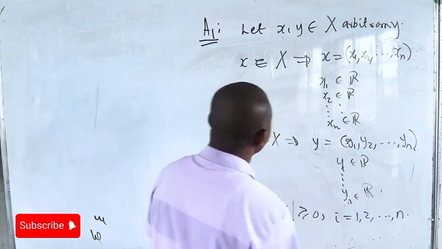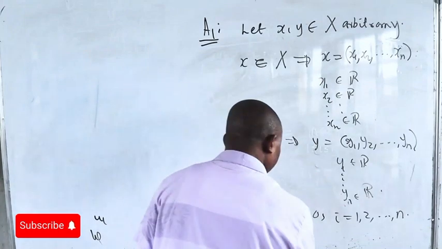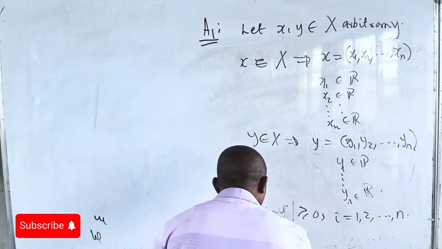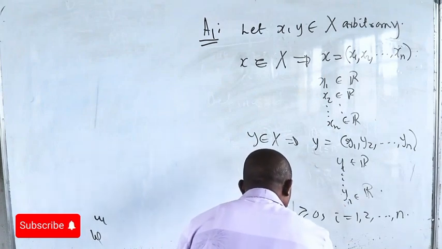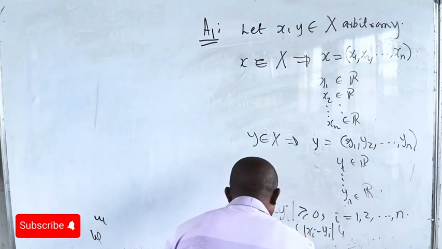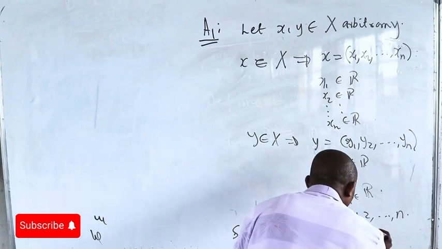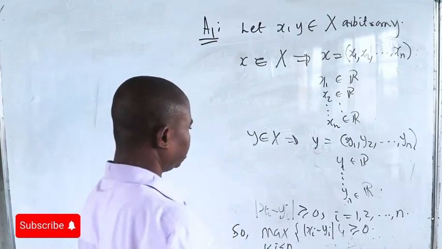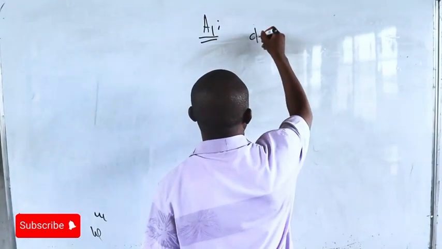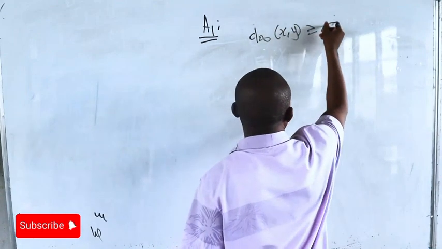If this is true, then the maximum of all of them will also be bigger than or equal to 0. So, the maximum of the absolute value of xi minus yi, for 1 less than or equal to i less than or equal to n, is also bigger than or equal to 0. What we have is that d infinity of x comma y is bigger than or equal to 0.